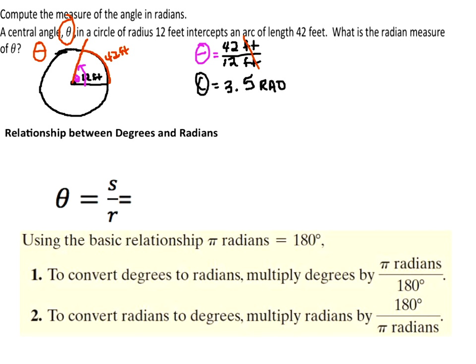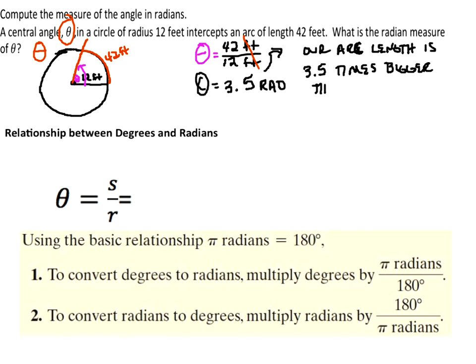When I was working through this problem earlier, it jumped out at me that I may need to point out, remember, if your arc length is equal to your radius, you've got 1 radian. So basically, our arc length is 3.5 times bigger than our radius.